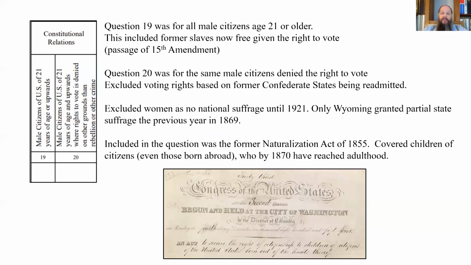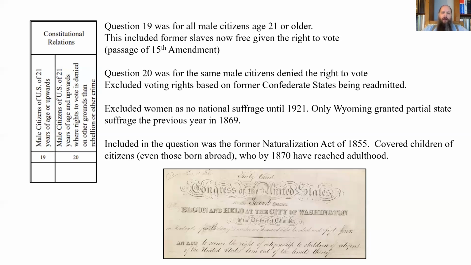However, this question did gear itself towards a prior act passed by Congress called the Naturalization Act of 1850. And this, in essence, covered children of citizens, even those born outside of the United States, who by 1870 had now reached adulthood. This was the question that was geared towards question 20 at the very end. Again, if you were given that right and it was taken away from you, or if it was part of the Naturalization Act of 1855, that question was geared towards you.